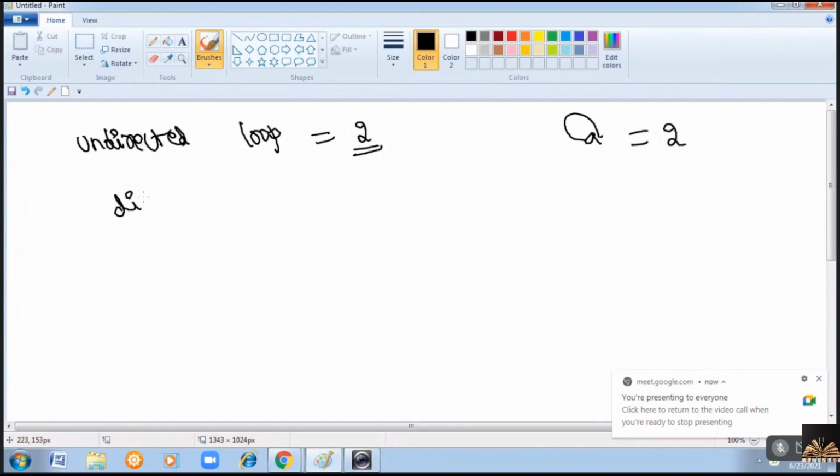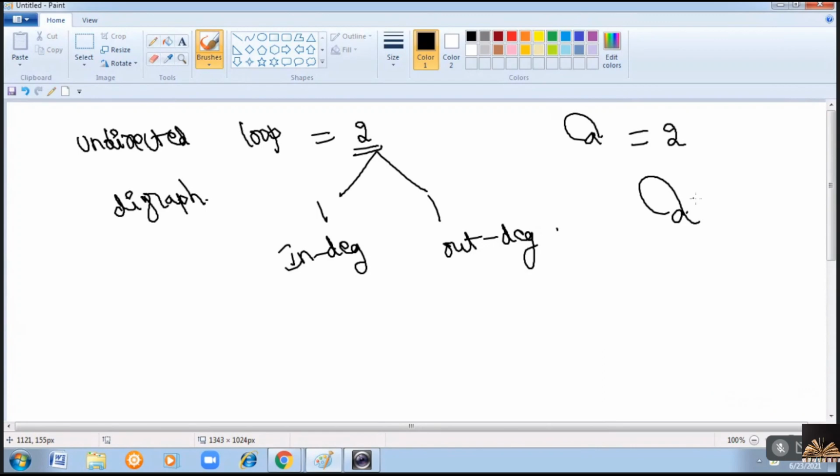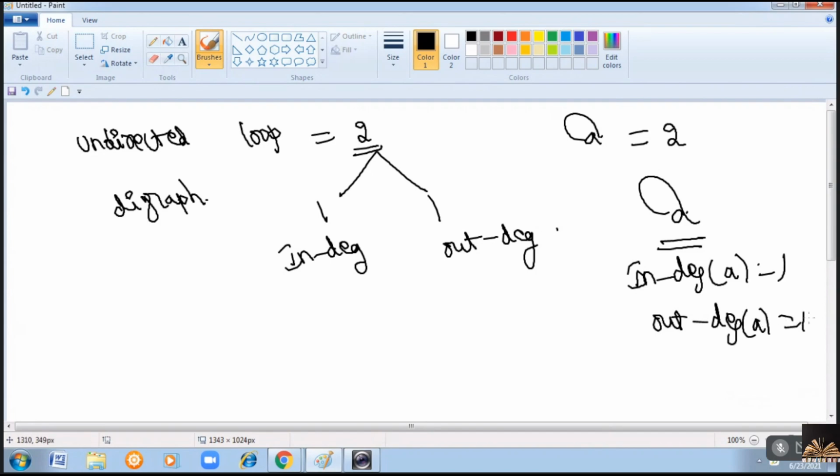Now, if it is a directed graph, this 2 value is divided into 1 and 1. That means the loop contributes 1 to the in degree of a vertex, 1 to the out degree of a vertex. Clear? If there is a loop at A, in case of a directed graph, then in degree of A will be equal to 1, out degree of A is equal to 1. If it is an undirected graph, degree of A will be equal to 2. Clear? Now let us see one example.